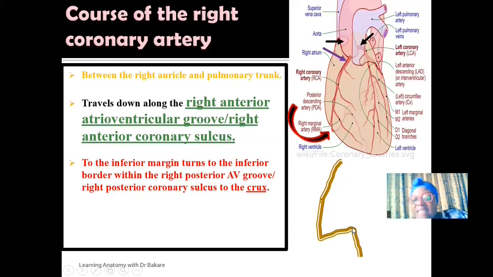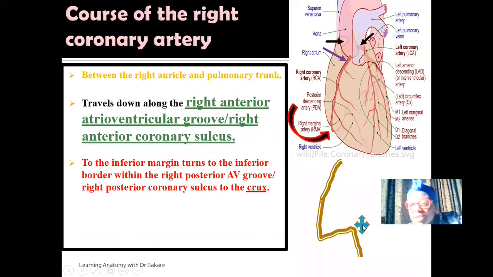Then you see it directed towards the cross of the heart, and this is the cross of the heart, this region here. And this region is where we have the junction between the atrioventricular groove and also the interventricular groove. This is the atrioventricular groove, and this is the interventricular groove that separates the right ventricle from the left ventricle. So at this junction is where we have the cross of the heart. So from the cross here, you now see a change in direction.